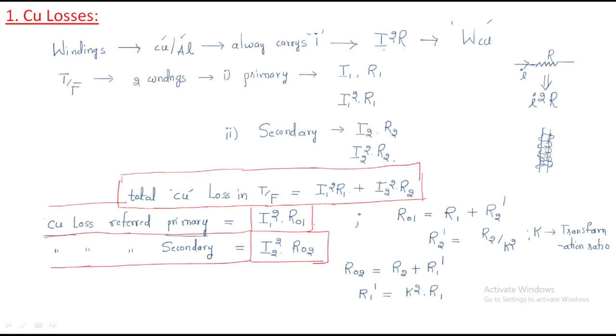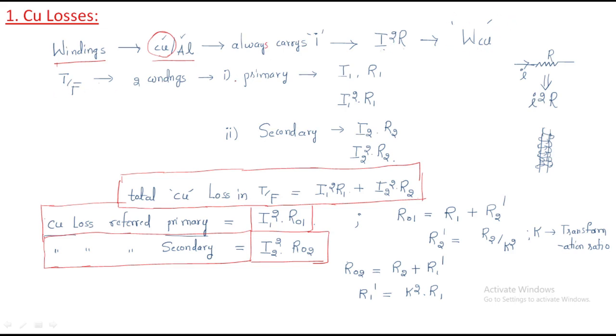The first formula is simple, but the second formula has some specific modifications. By using the specific modifications, we can find out the complete copper loss of the transformer. Simple thing, a transformer has windings. Those windings are made with copper or aluminum. Generally copper is the main element used to construct the windings. In the copper, current always flows, so it consists of I square R. This is represented as W copper.